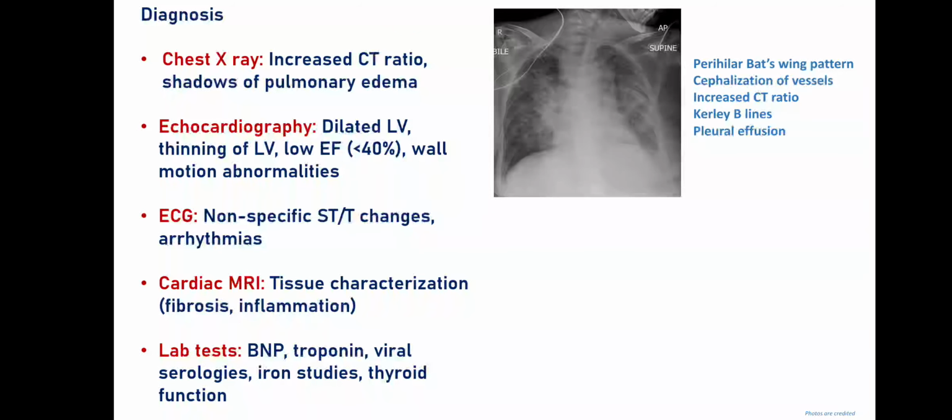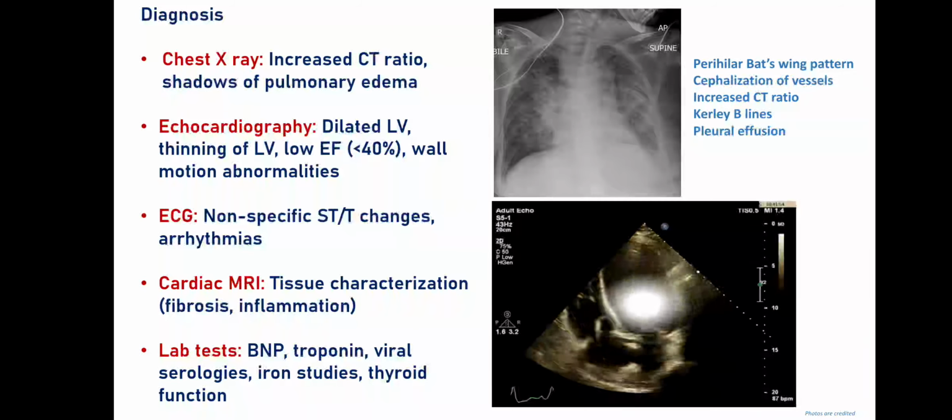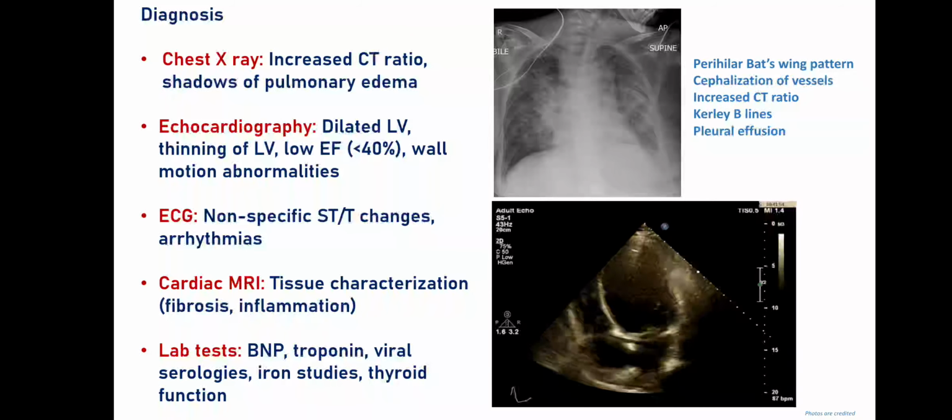In this chest X-ray, we see the perihilar bat-wing pattern of pulmonary edema, cephalization of the vessels, increased cardiothoracic ratio, Kerley B lines of interstitial edema, and pleural effusion. In this echocardiography, we see the dilated left ventricle with the characteristic thinning of the LV wall and reduced LV function.